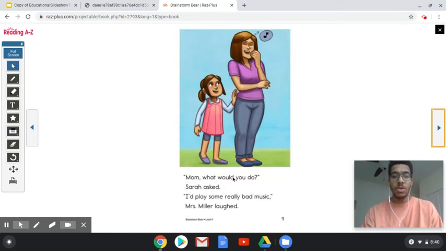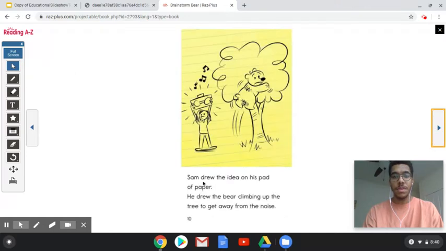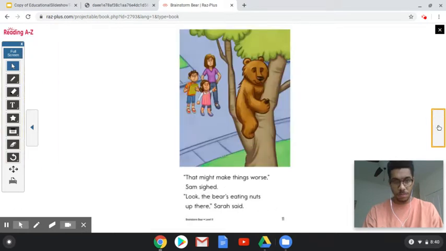"Mom, what would you do?" Sarah asked. "I'd play some really bad music," Miss Miller laughed. Sam drew the idea on his pad of paper. He drew the bear climbing up the tree to get away from the noise. "That might make things worse," Sam sighed. "Look, the bear's eating nuts up there," Sarah said.